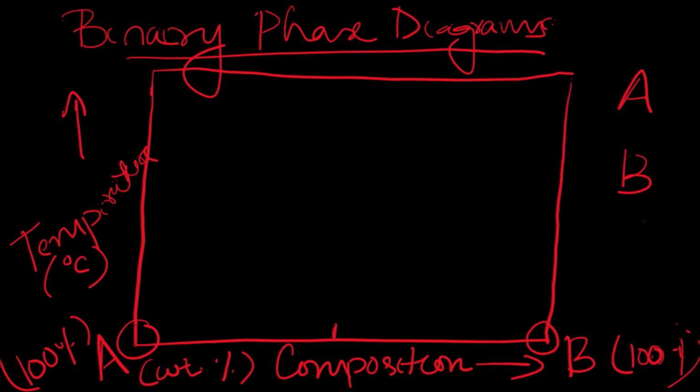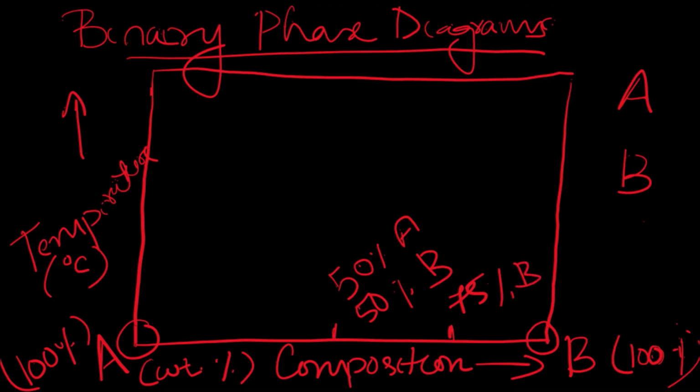But if I am just taking exactly the middle point, here what will be the composition? 50% A and 50% B. Similarly, if I am taking this particular portion, maybe like if I can mark it is 75% B and 25% A. Similarly here it will be 75% A and 25% B. Likewise, we will take the composition.